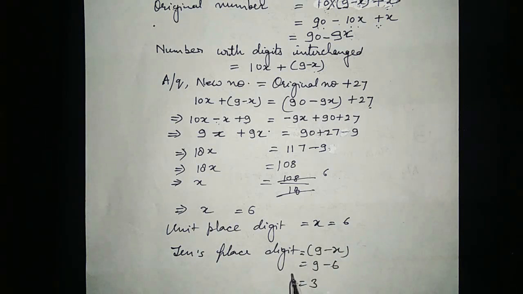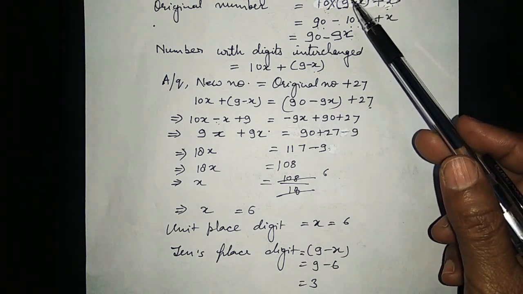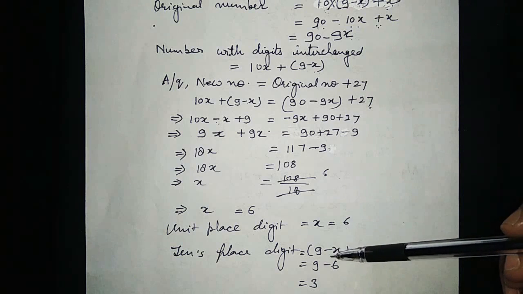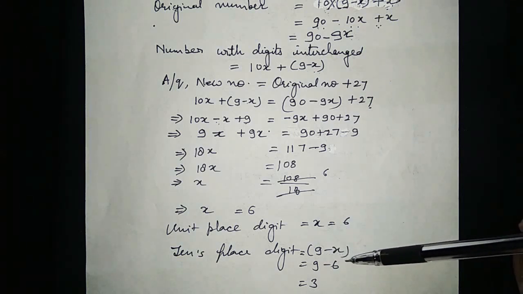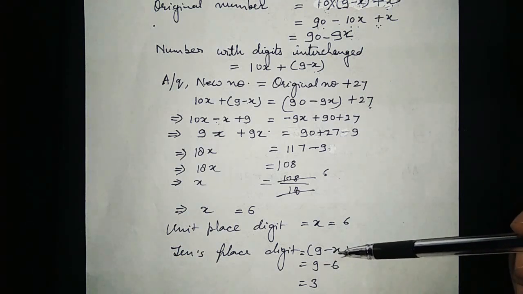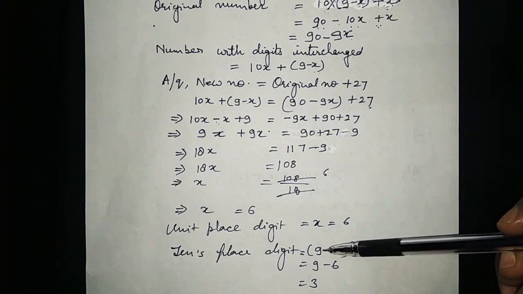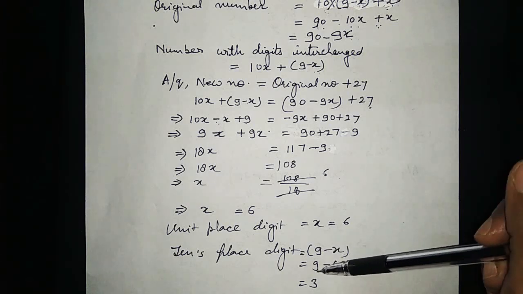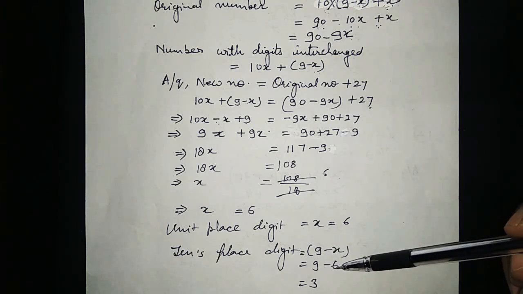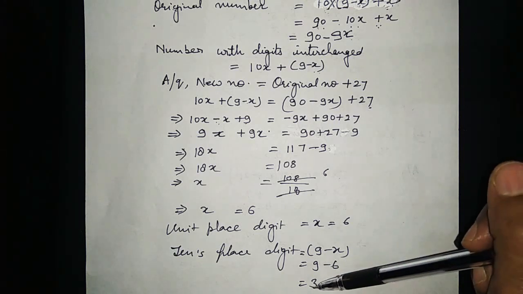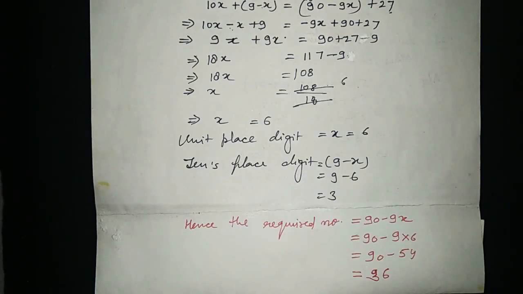So for the tens place digit, we will put the value of this x in 9 minus x, and after putting the value of x in 9 minus x, we get 9 minus 6, and 9 minus 6 is equal to. Now students, you can calculate it.